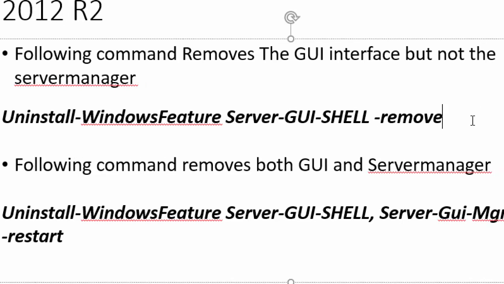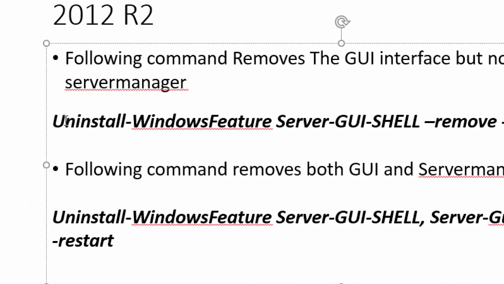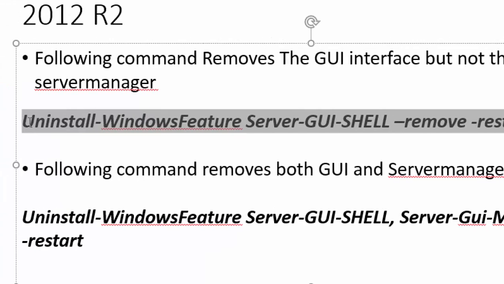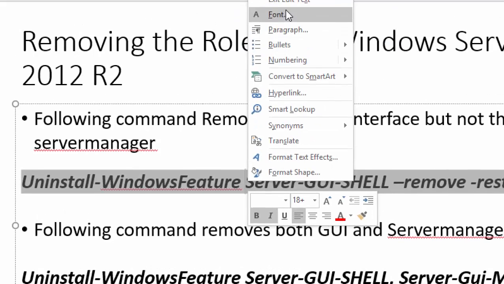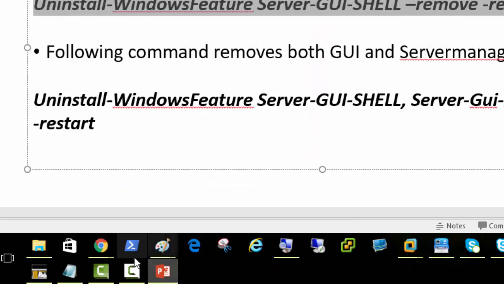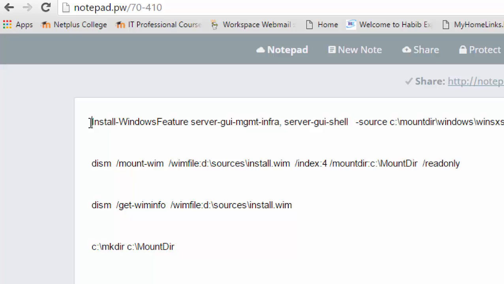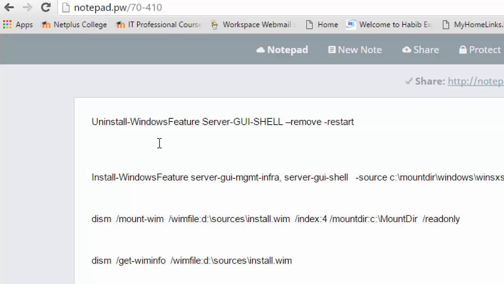So what we are going to do is add the -Restart as well, so we do not wait for that. We need to remove only the graphical part of Windows, but not the server manager. So server manager should be there when we have finally converted this graphical machine back to Server Core, right? So right click this command. I'm just going to use PowerShell and all. First of all I'm putting it on the notepad.